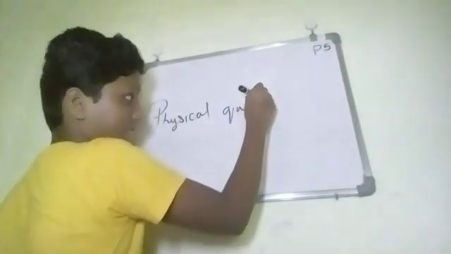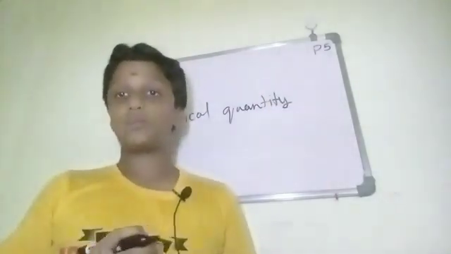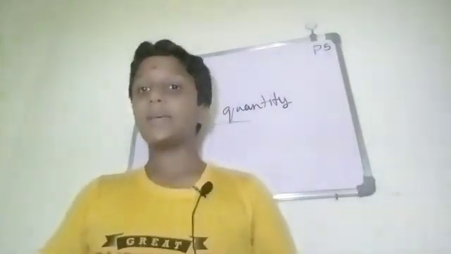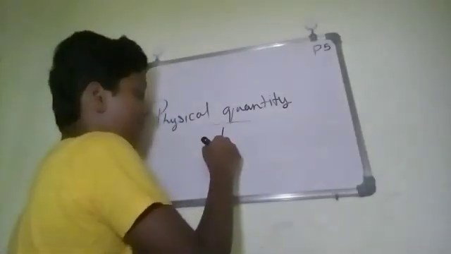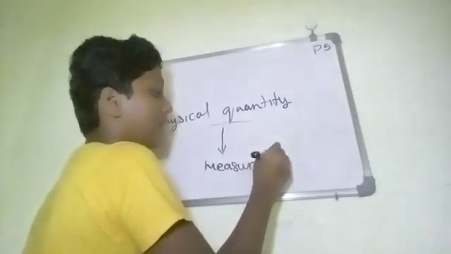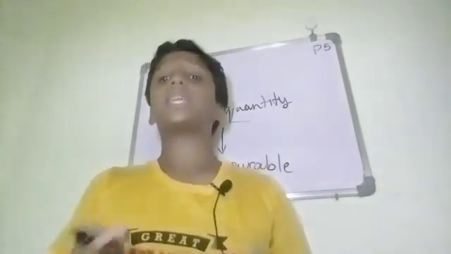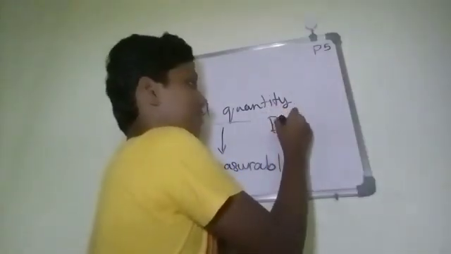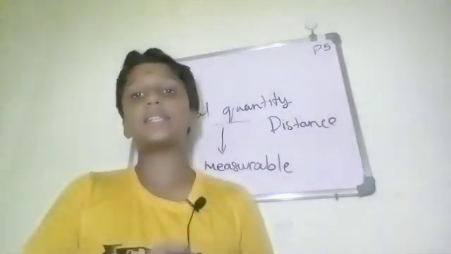A physical quantity is something that we use to describe an object. We use these physical quantities to describe an object, and they are always measurable. Means anything that we can measure is a physical quantity. For example, distance. We can measure distance. So, distance is a physical quantity.